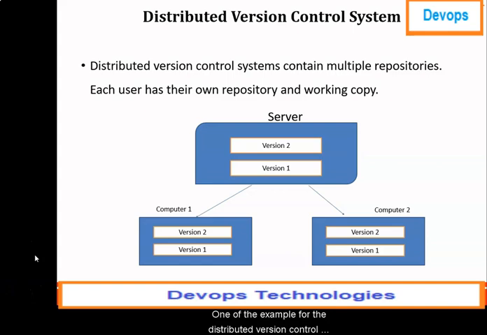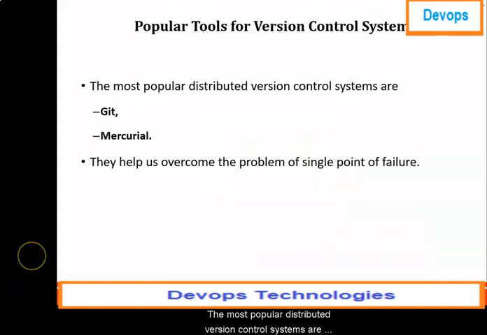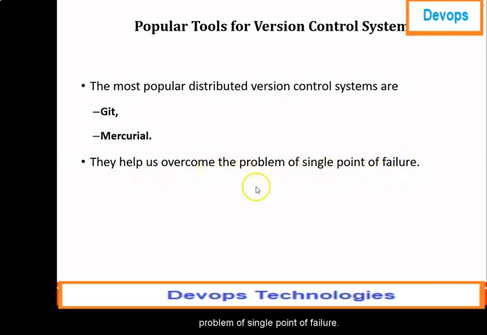One example of a distributed version control system is Git. Git provides strong features for searching and merging, and if you want to access or commit, the operation will be much faster compared to a central repository server. The most popular distributed version control systems are Git and Mercurial. They help us overcome the problem of a single point of failure.